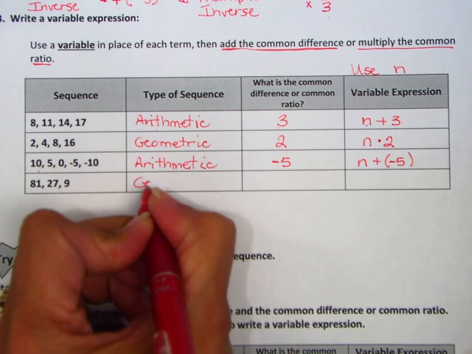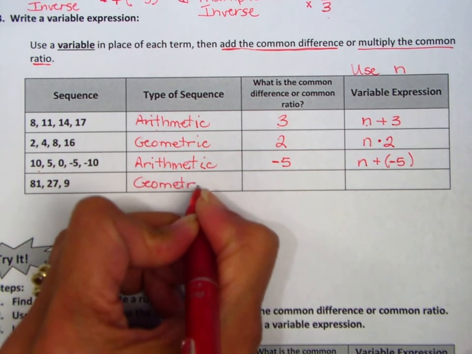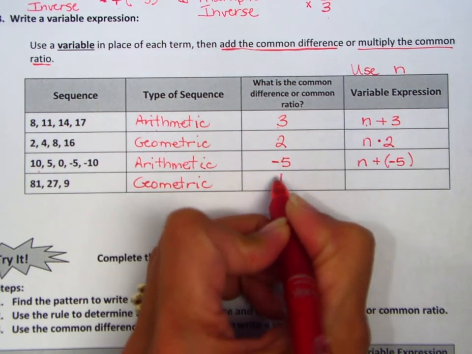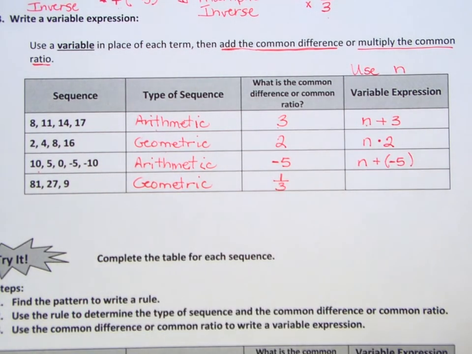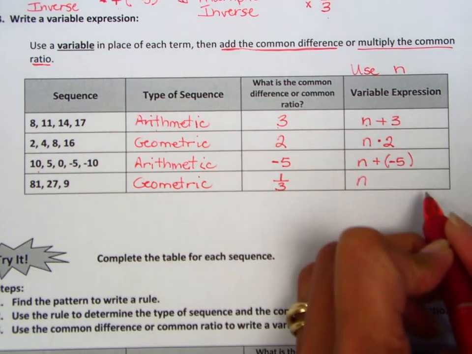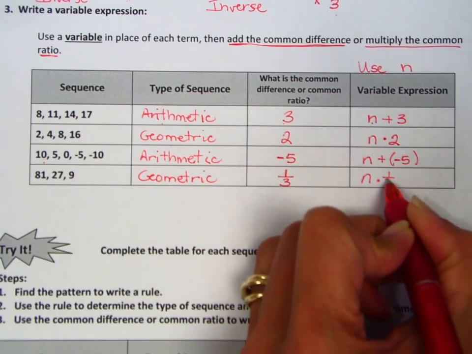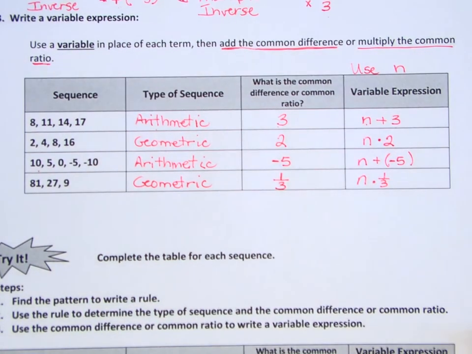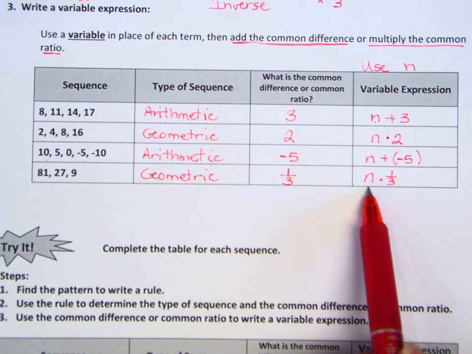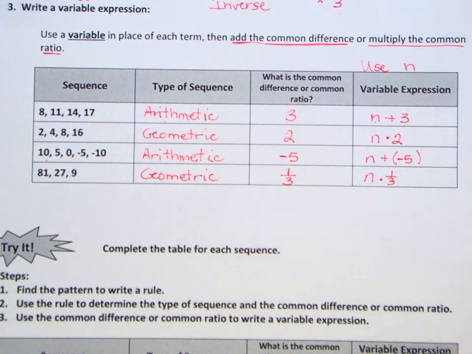And the last one is a geometric, and we found out that the common ratio is 1/3. So we are going to have n times 1/3. And again, you can use any variable you want. I just chose n because that's what I like to use a lot for arithmetic and geometric sequences.